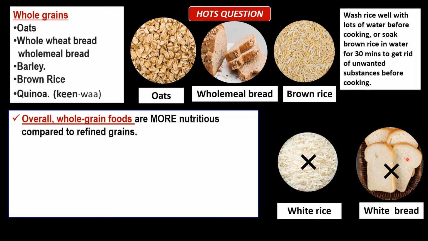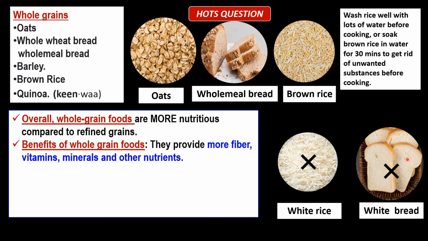So the benefits of whole grain foods are that they provide more nutrients, like more fiber, vitamins like vitamin B and E, and then minerals and other nutrients. So they help to control the level of cholesterol in the blood and also control blood pressure. How do they control the level of cholesterol? The fiber is thought to bind to the cholesterol, or the cholesterol to the fiber, and then because fiber is not digested, it will be passed out in the feces after that, together with the cholesterol.